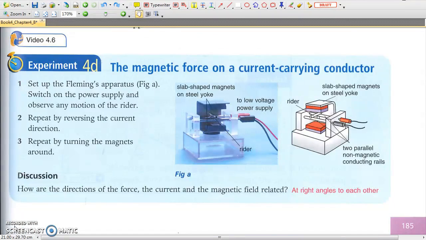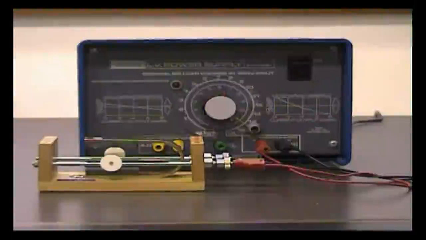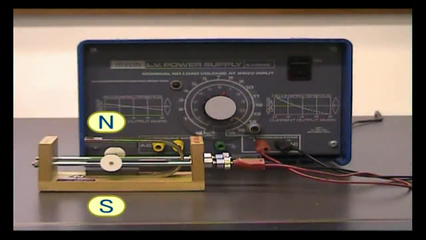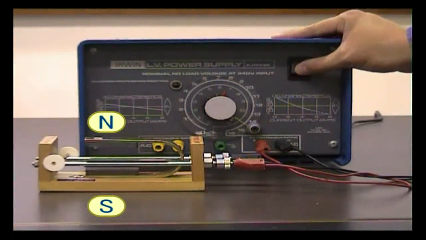Experiment 4D. The magnetic force on the current-carrying conductor. In the following setup, the magnet is fixed. It provides a fixed magnetic field. A current-carrying rod in the magnetic field will experience a force. Let's see what happens. Set up the Fleming's apparatus. Switch on the power supply and watch for the motion of the rider.